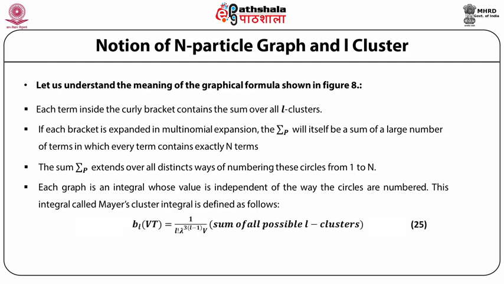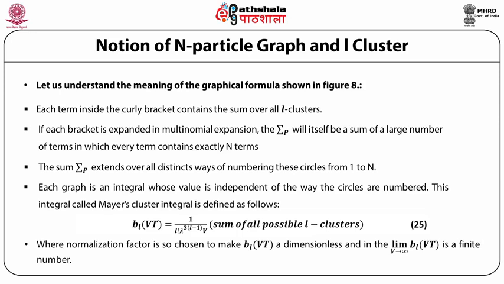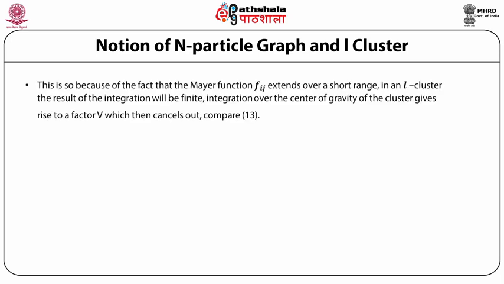b_l as a function of V and T is equal to 1 upon l factorial lambda raised to power 3l minus 1, multiplied by the sum of all possible l clusters, where the normalization factor is so chosen to make b_l(V,T) dimensionless. In the limit V approaching infinity, b_l as a function of V and T is a finite number. This is so because the Mayer function f_ij extends over a short range. In an l cluster, the result of the integration will be finite. Integration over the center of gravity of the cluster gives rise to a factor V, which then cancels out.